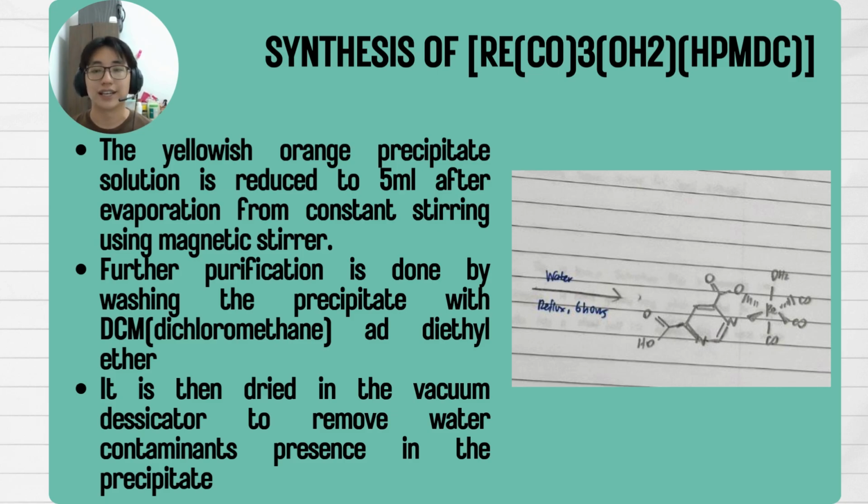Therefore, we only take the 5 ml of the solution and allow it to dry by covering with a parafilm and then put it on the shelf overnight. After that, we will do purification by washing the precipitate using DCM (dichloromethane) and also diethyl ether. After washing, we will do double washing so that we improve the purity of the product, and we will also dry it in the vacuum desiccator for 5 to 6 hours in order to remove the water contaminants that are present in the complex compound.